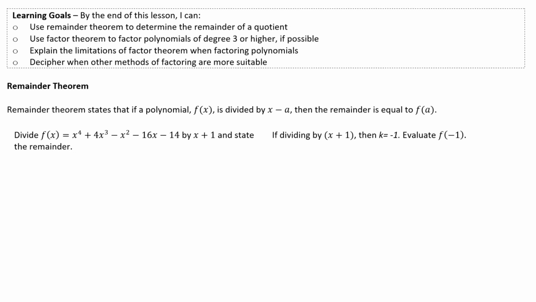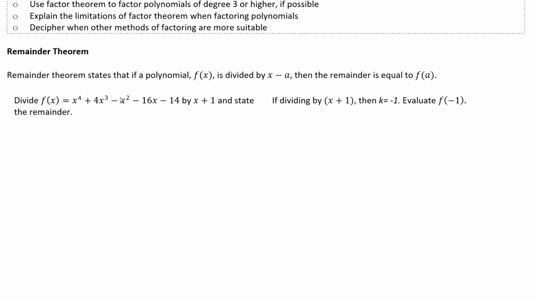So the first thing we're going to look at is remainder theorem, which states that if a polynomial, f at x, is divided by x minus a, then the remainder is equal to f at a. So we're going to see an example of that right there. Okay, so we have a polynomial here, and we're going to divide it by x plus 1, and then state the remainder.